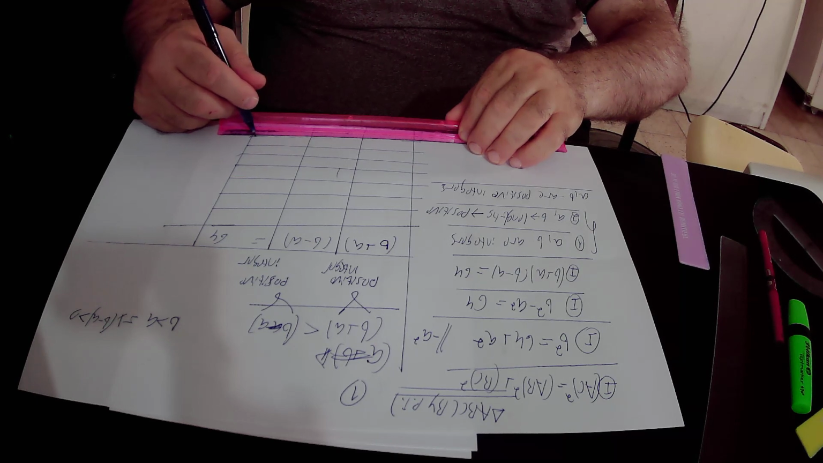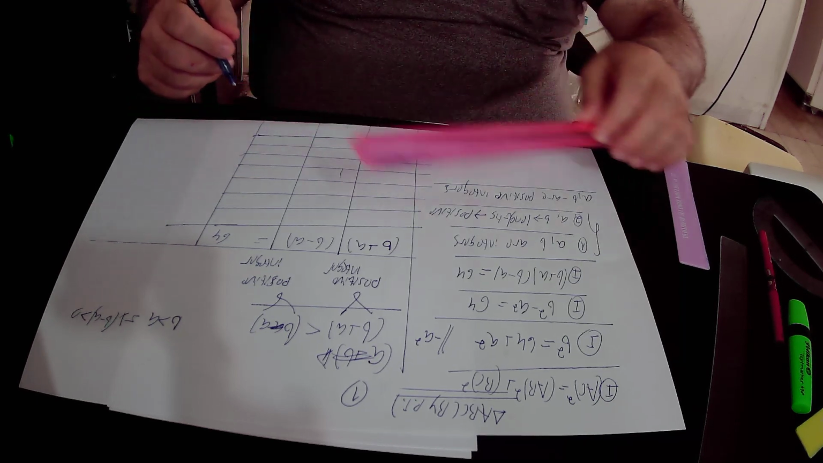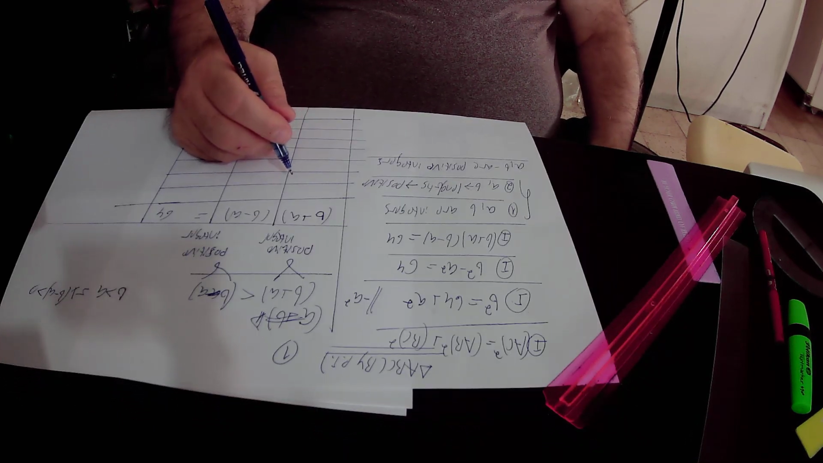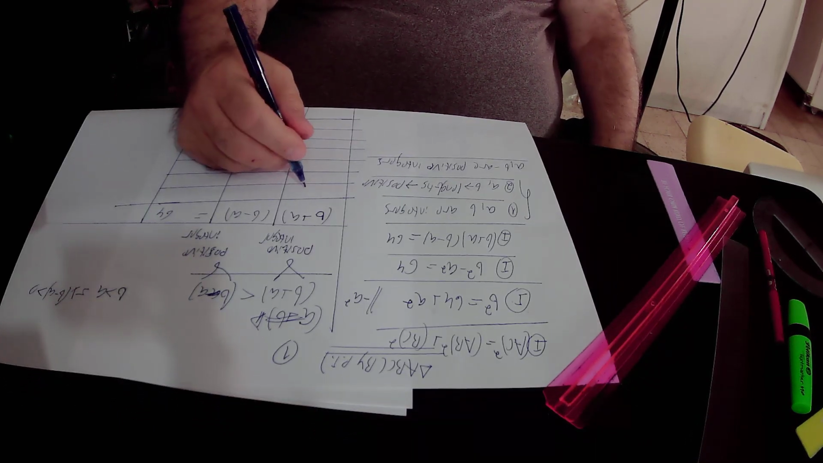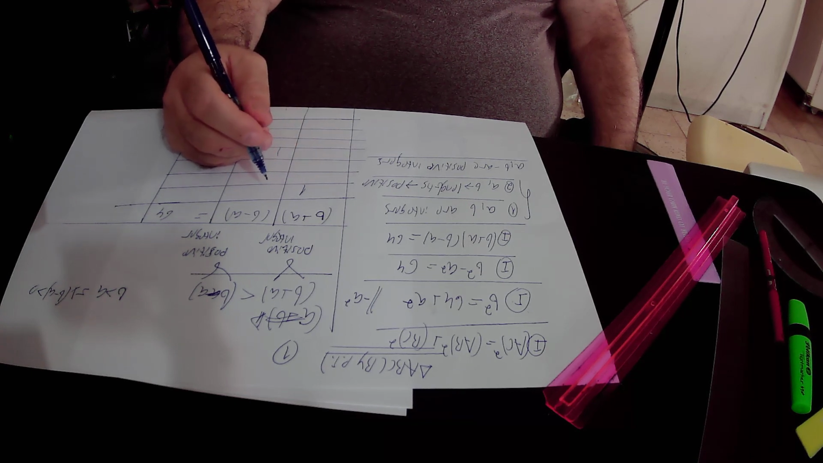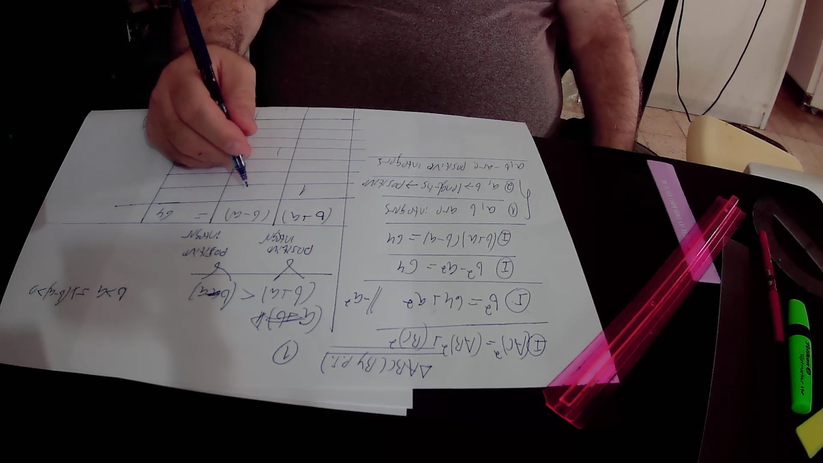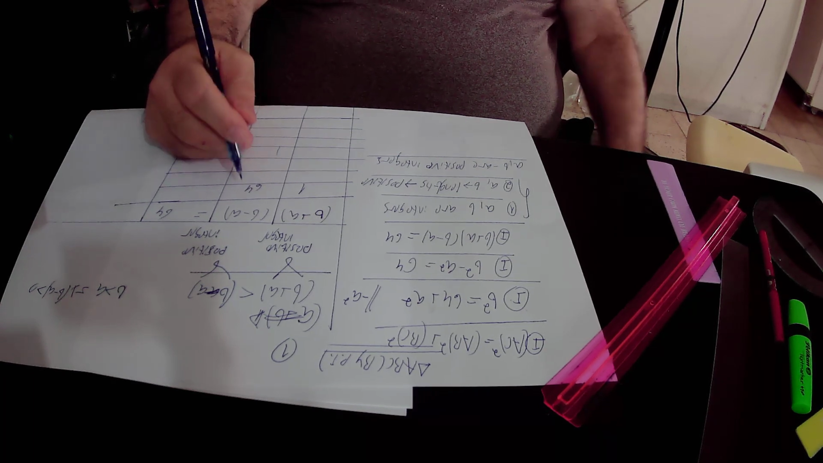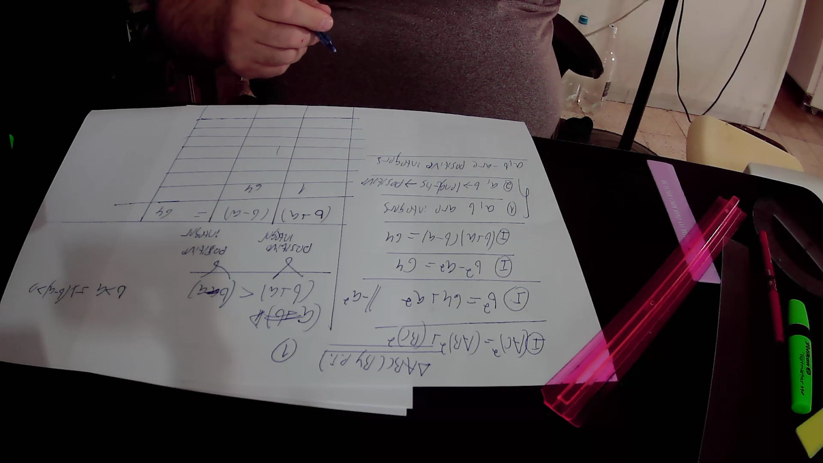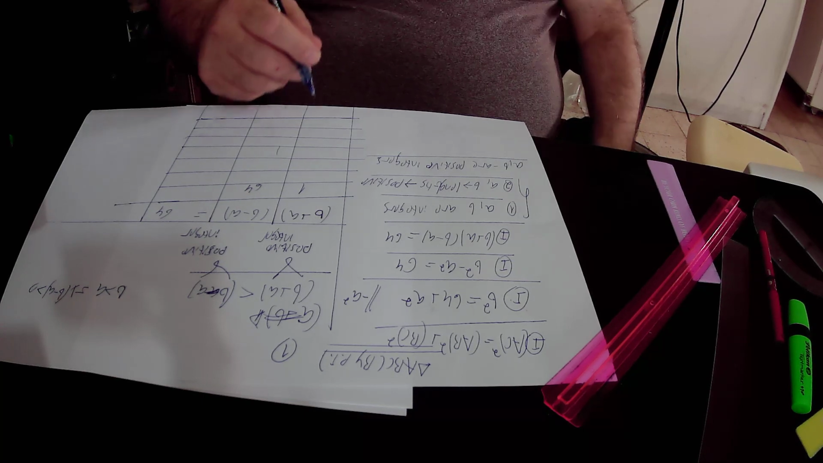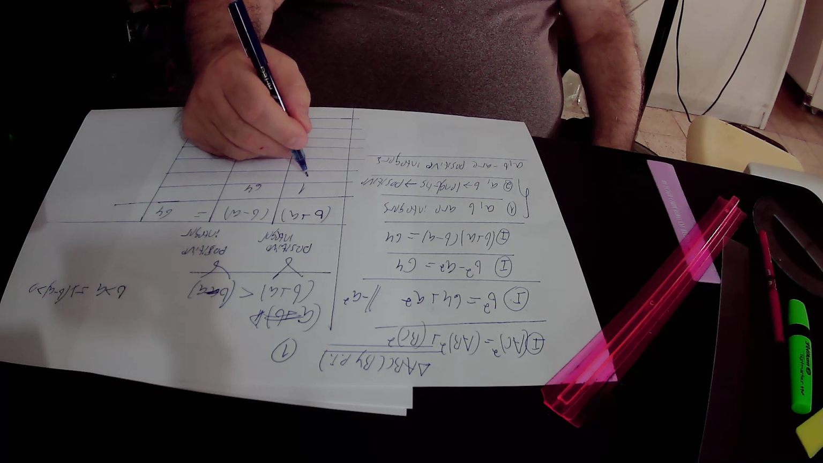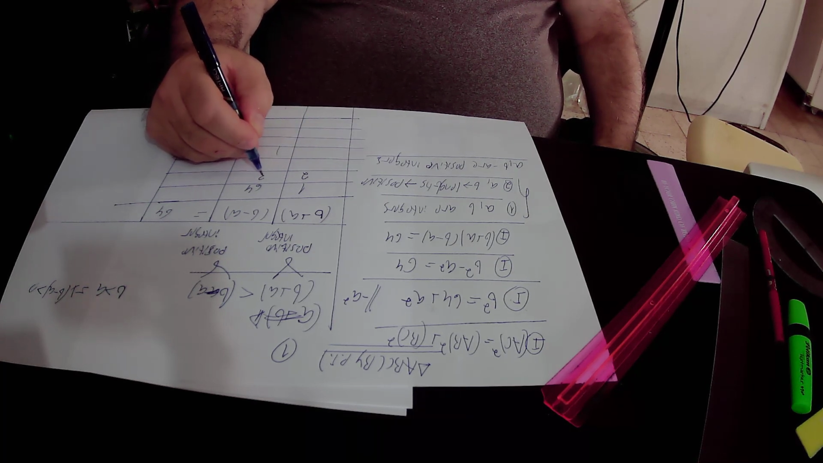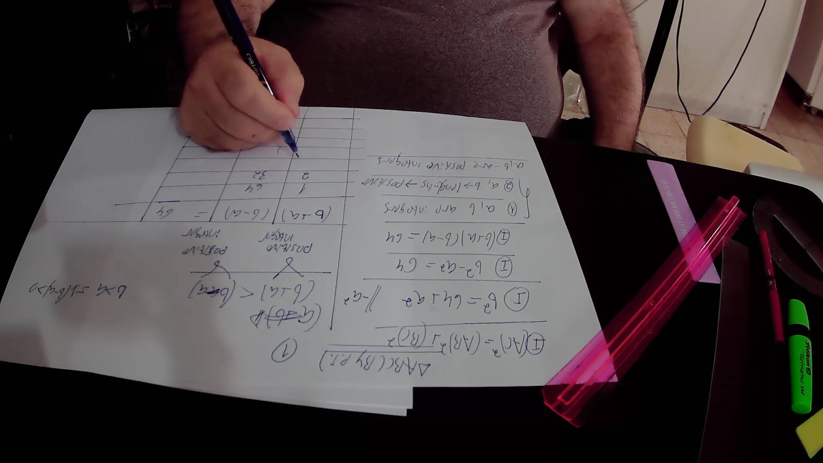So the first option is that the positive integer b plus a is 1 and the positive integer b minus a is 64, and 1 times 64 is 64. The second possibility is that the positive integer b plus a is 2 and the positive integer b minus a is 32, and 2 times 32 is 64.